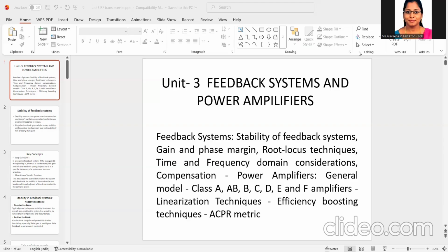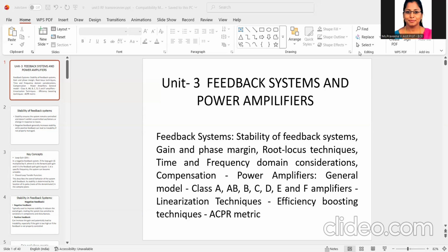Since RF power amplifiers introduce non-linear distortion, various linearization techniques and efficiency boosting methods are also explored in order to improve the signal quality and power efficiency. Finally, we are going to study ACPR. ACPR is nothing but the adjacent channel power ratio metric, which is introduced as an important measure of spectral regrowth and interference in wireless communication systems such as LTE, 5G, and Wi-Fi.